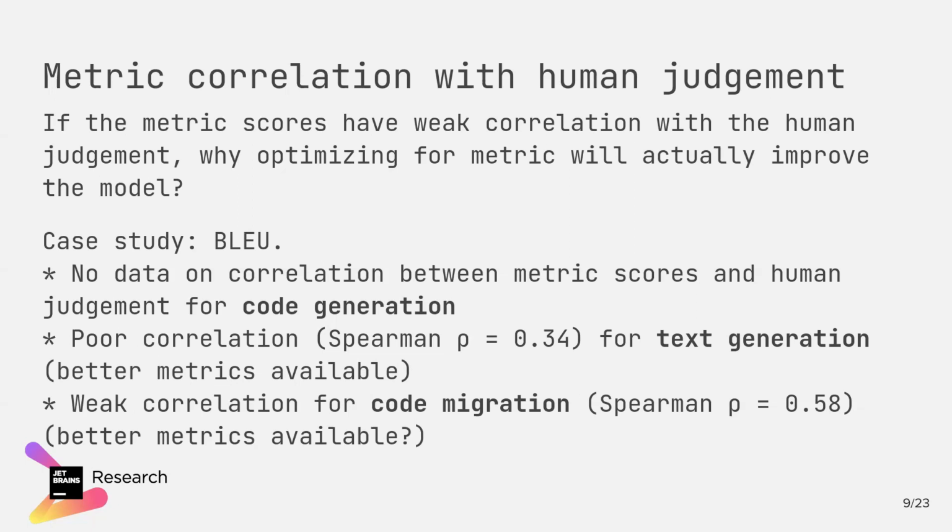There is very poor correlation between BLEU and human assessment for the text generation problem, with better metrics being available. And there is a rather weak correlation for the code migration or code translation task, and better metrics are claimed to be available for code translation too. So there is circumstantial evidence that BLEU might not be good for code generation, and no direct evidence in any direction. This throws yet another shade of doubt on why we're using BLEU at all.